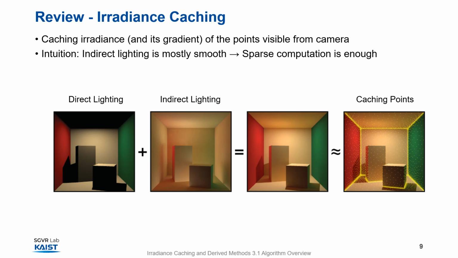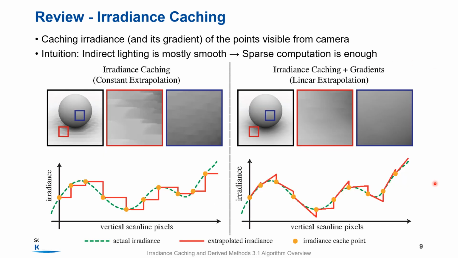While the two methods were unbiased sampling methods, there are also biased methods, which allow faster convergence but with a consistent bias. One is irradiance caching, which caches the irradiance of the visible points and interpolates them when rendering. The intuition here is that most indirect lighting is smooth, which might require only a sparse computation to get a plausible result. And this is how you interpolate the irradiances using gradients.